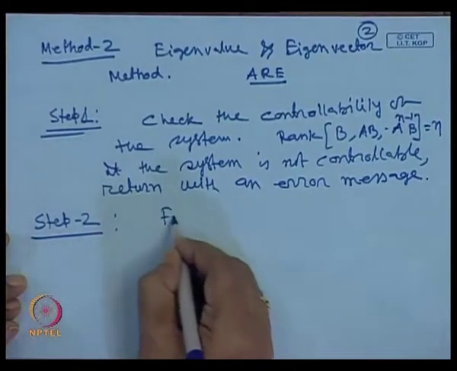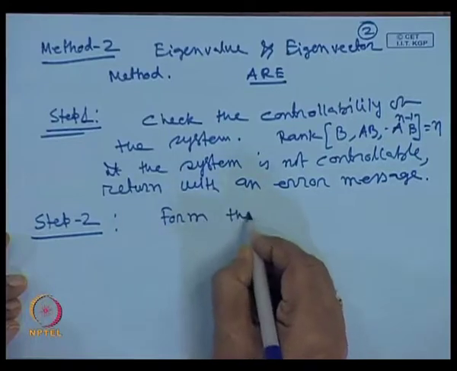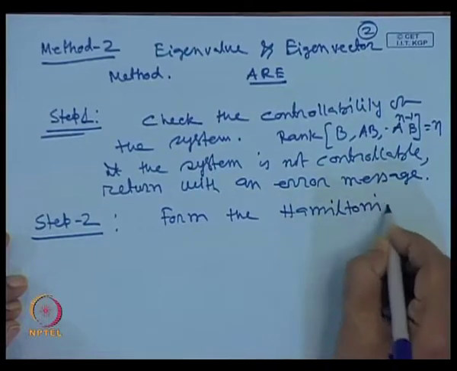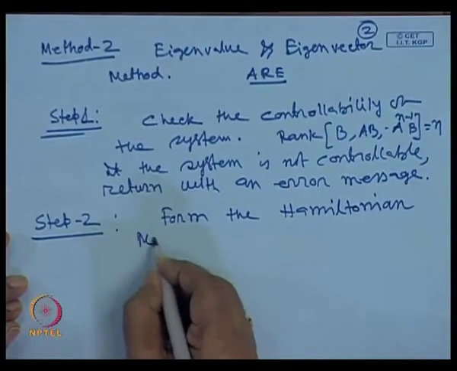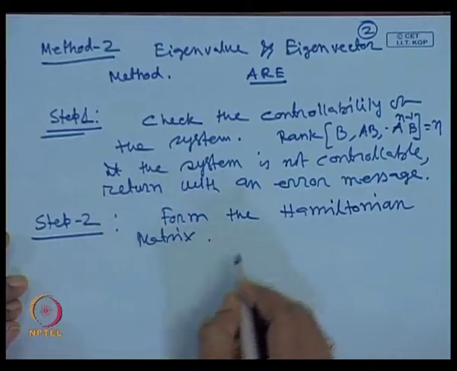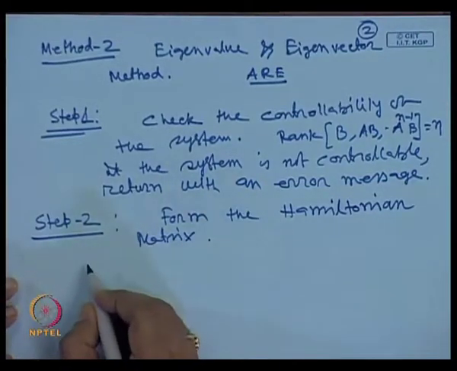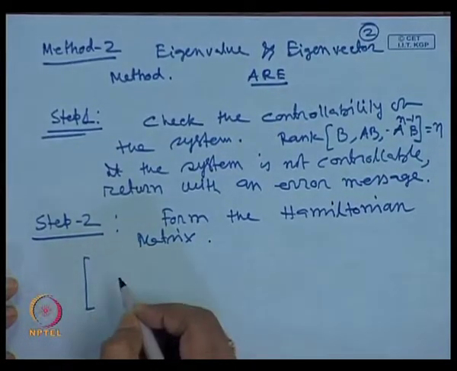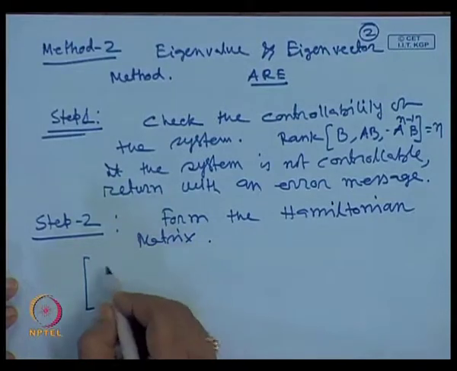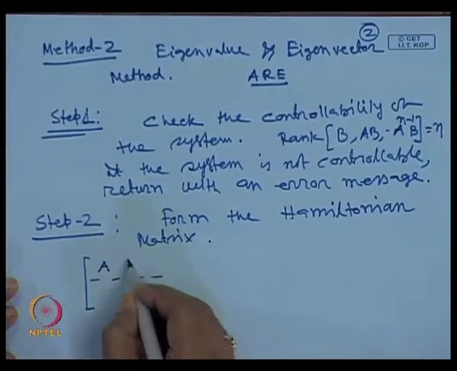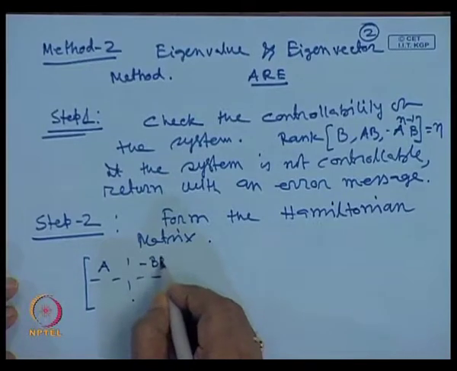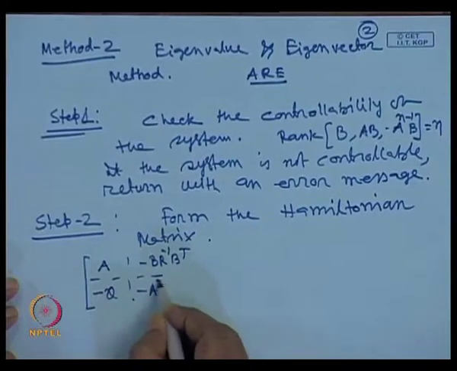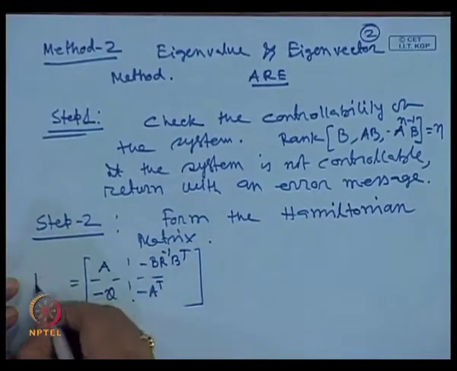Step 2. Form the Hamiltonian matrix. To form the Hamiltonian matrix, if you recollect, we need the A matrix, B matrix, Q matrix and R matrix. So it is A, minus B R inverse B transpose, then Q, minus A transpose, and this is the Hamiltonian matrix.